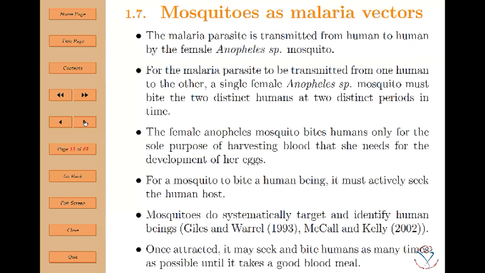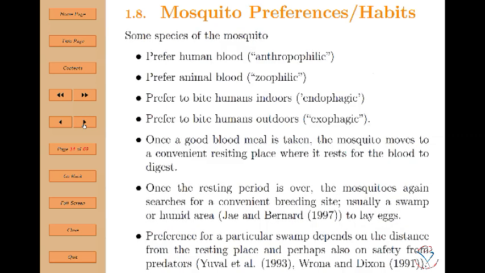And we actually note that the female Anopheles mosquito bites humans only for the sole purpose of harvesting blood that she needs for her eggs. She doesn't hate humans in any way. For a mosquito to bite a human, it must actively seek the human host, and we know that they do systematically target and identify humans. Once attracted, they can bite as many times as necessary until they get the desired amount of blood.